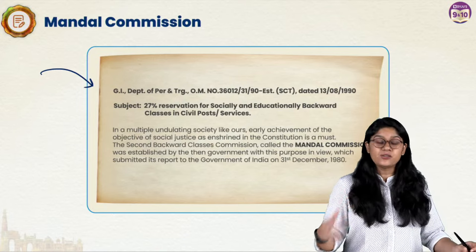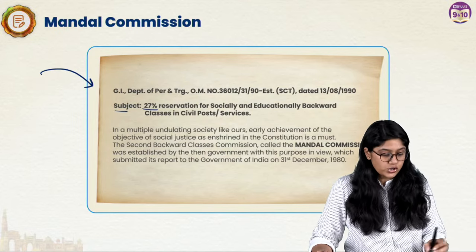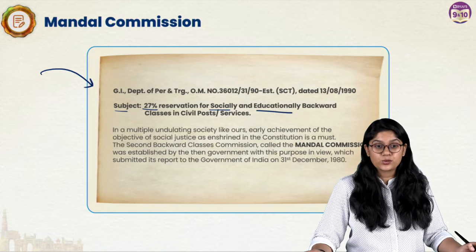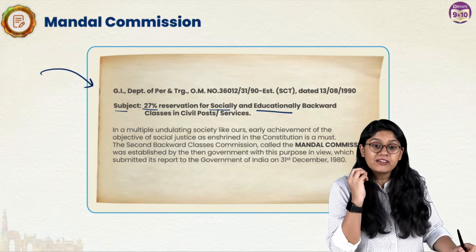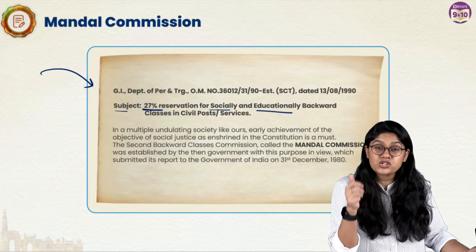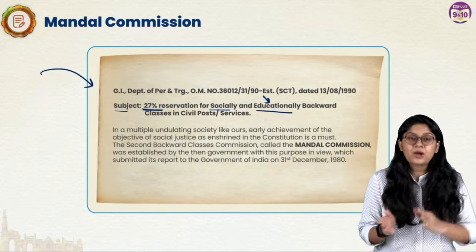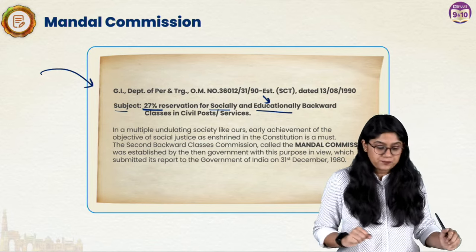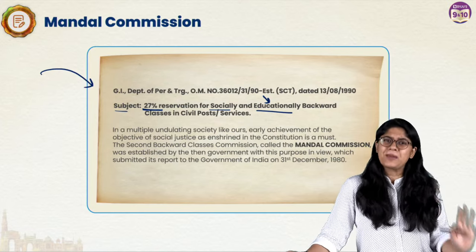The circular was about 27% reservation for socially and educationally backward classes in civil posts and services. So basically, the circular talks about giving 27% reservation to socially and educationally backward classes in the civil services. That was what the circular was all about. This circular seems very simple, like a normal piece of paper.